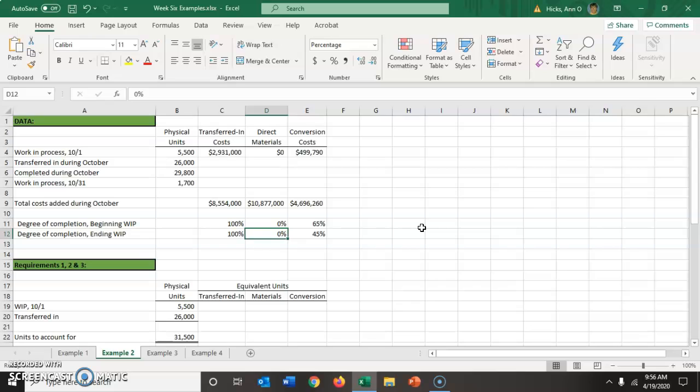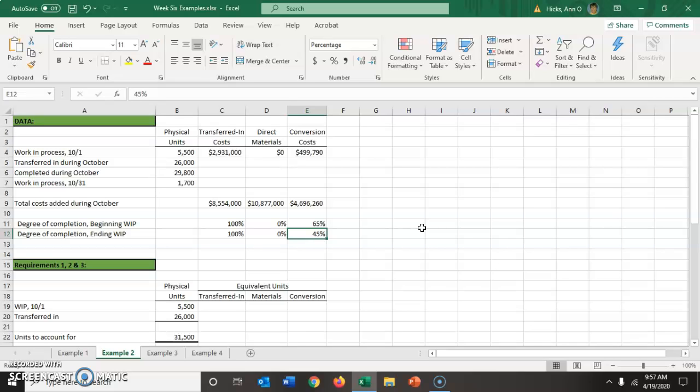0% for direct materials. This is based on the assumption that materials are added at the very end of the process in Department 2. Therefore, if they're sitting in WIP at the end of October, they're not completed. Nothing in the way of materials has been added. And then conversion costs of 45% complete.